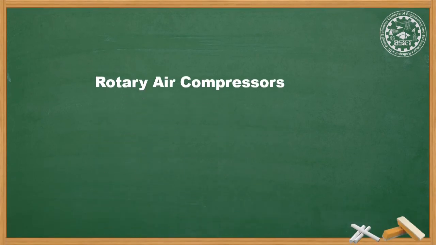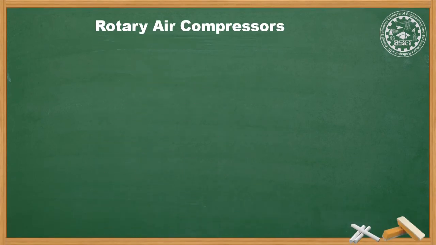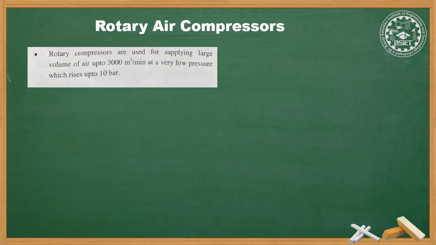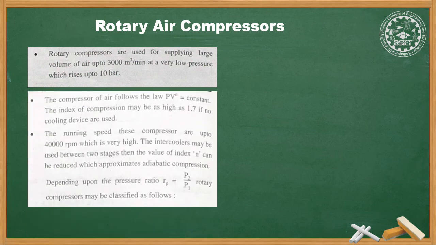Next point is rotary compressors. Rotary compressors are used for supplying large volumes of air, up to 3000 meter cube per minute, at a very low pressure, which rises up to 10 bar. The compression of air follows the law PV^n = constant. The index of compression is as high as 1.7 if no cooling device is used. The running speed of the compressor is up to 40,000 rpm, which is very high.